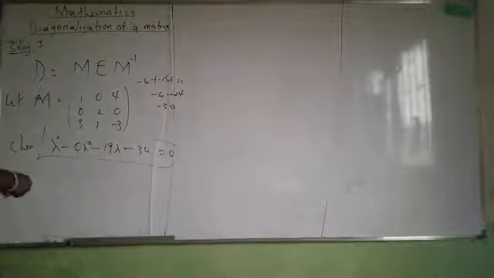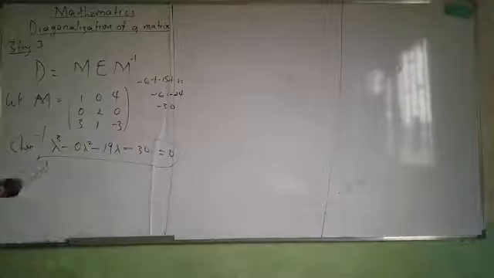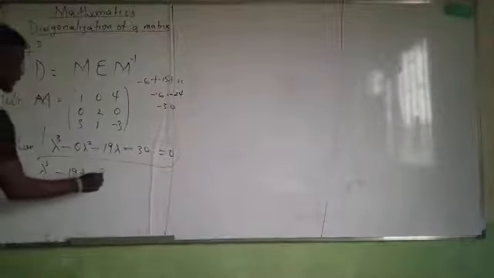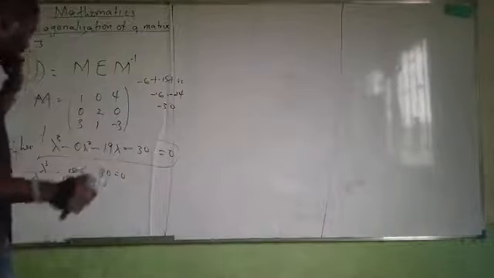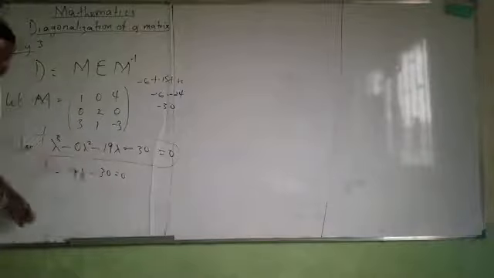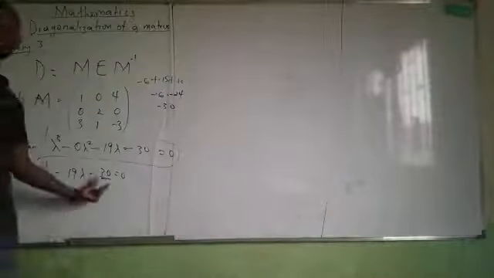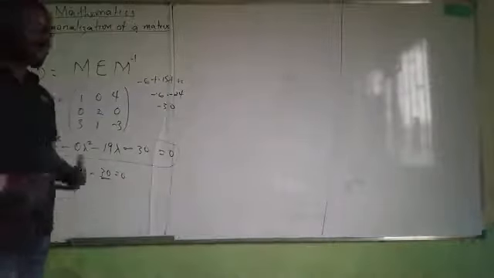Please, by now, you should know how this is formed. It means I can write this as lambda cubed minus 19 lambda minus 30 equals 0. Now, I don't need to be doing this in detail, because I'm not here to teach elementary mathematics. How do I solve this type of problem? If I have 30 here, I will look for the factors of 30.